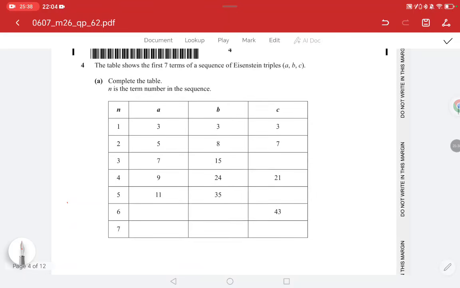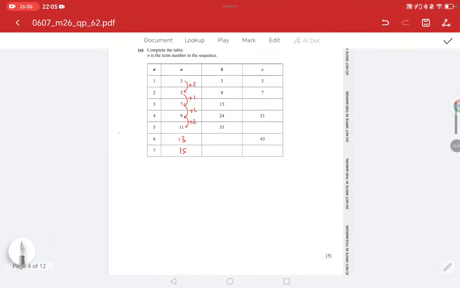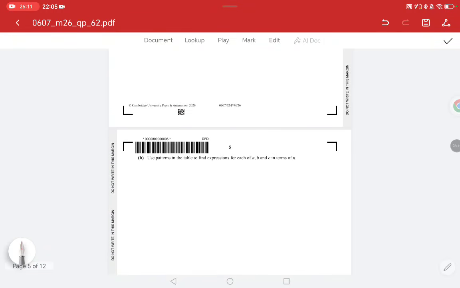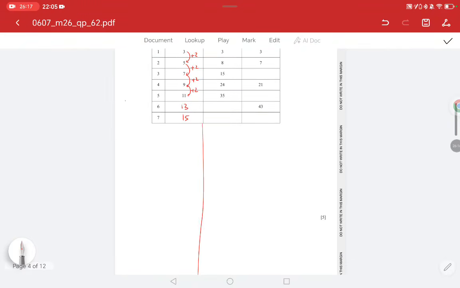Now let's look at the pattern. This one 3, then 5, so this is +2, 5 to 7 is +2, 7 to 9 is +2, so the common difference here is 2. So I will add 2, it will be 13. I will add 2, it will be 15. If you want, you can save time since we have space here. I think the next question says find expressions for A, B, C, so we can find them here as well.